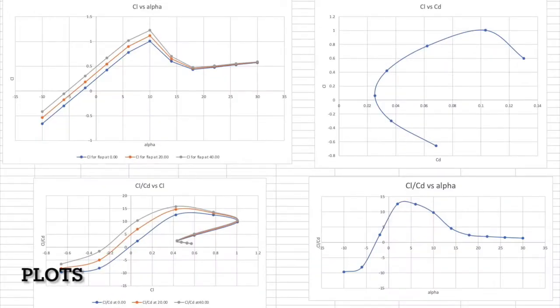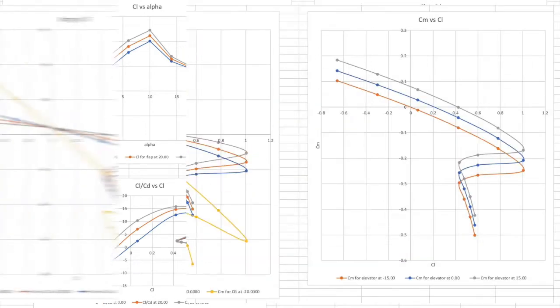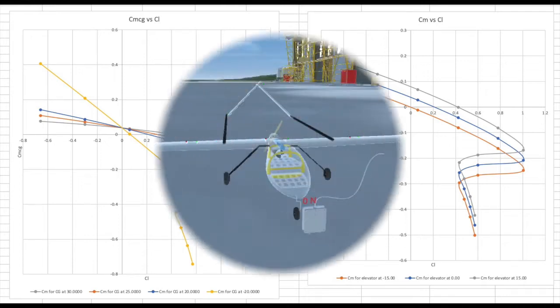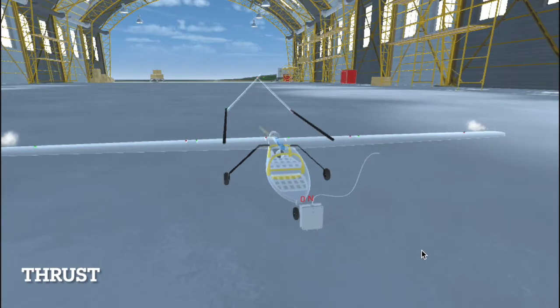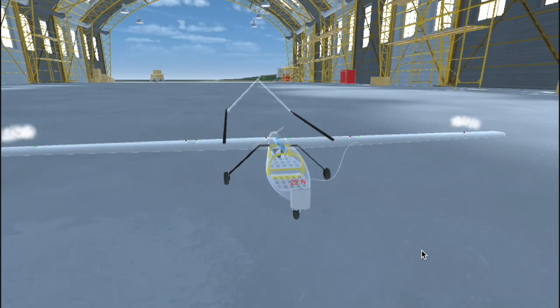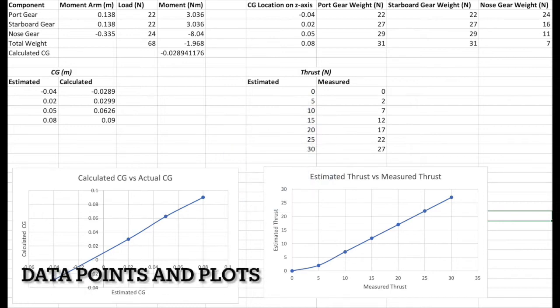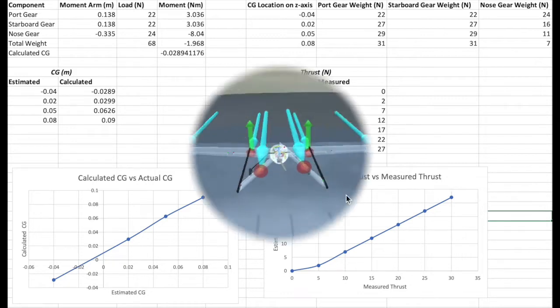On the top left chart, we can see that a higher flap setting allows for a greater CL maximum value. Other plots like drag polar and lift to drag ratio plots are specified as well. Here we can see for an elevator at minus 15 degrees, we hit origin on the CM versus CL graph on the right. Now moving on to the thrust test, we can see in this experiment that the aircraft hits 27 newtons, although it was calibrated for 30 newtons. Both charts show almost a perfect constant gradient, and this signifies good calibration.